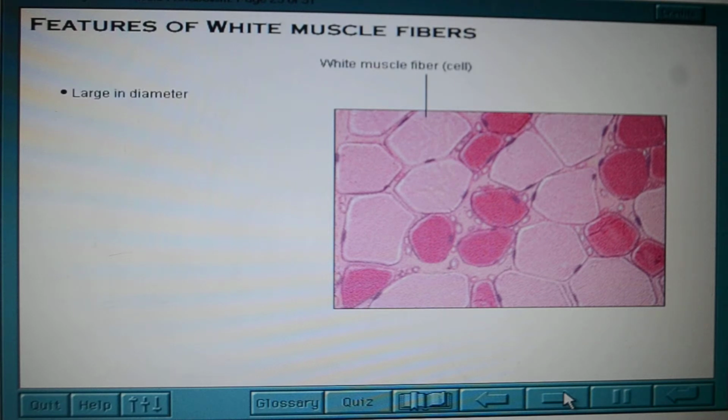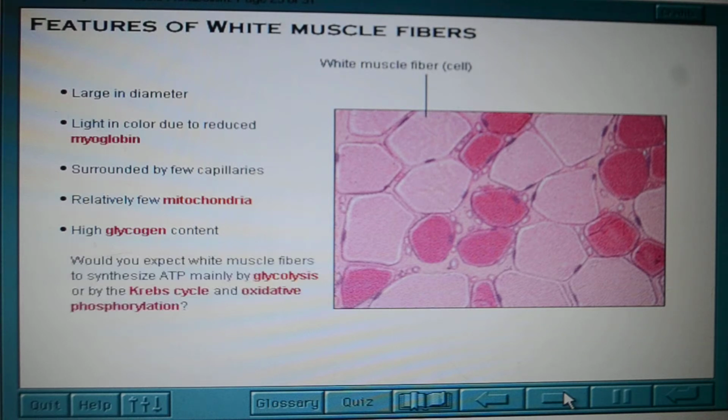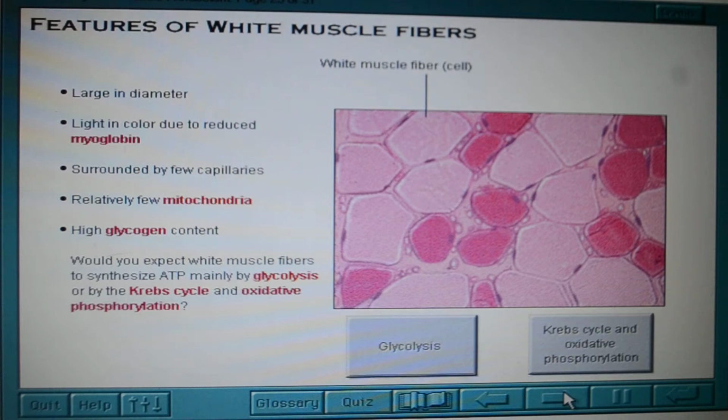White muscle fibers are large in diameter and light in color due to reduced or absent myoglobin. These types of muscle cells are generally surrounded by only a few capillaries and have relatively few mitochondria. However, they have a high glycogen content. Given these characteristics, would you expect white muscle fibers to synthesize ATP mainly by glycolysis or by the Krebs cycle and oxidative phosphorylation? Click the appropriate button.